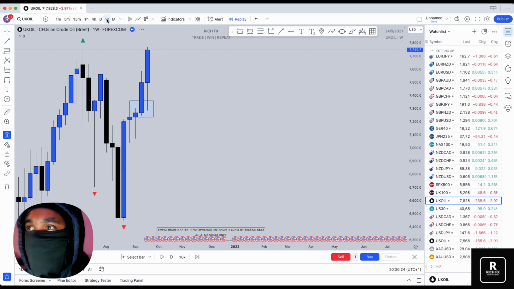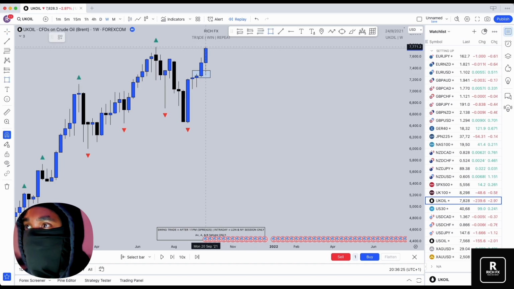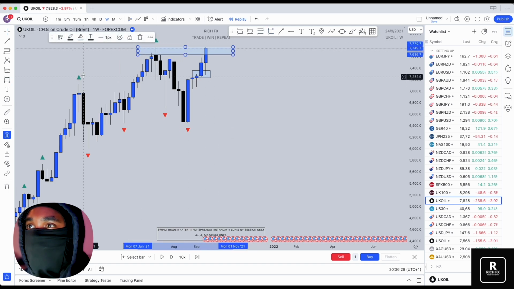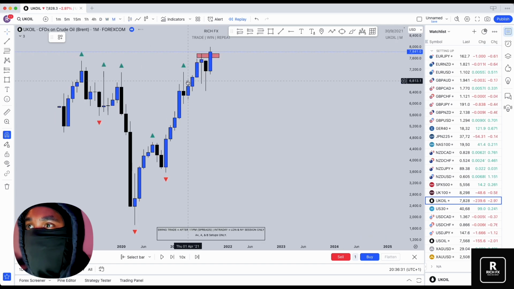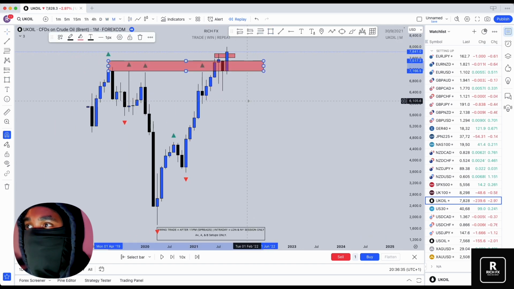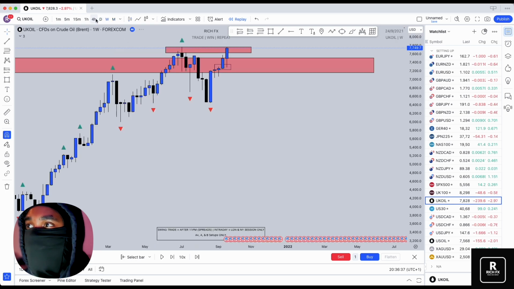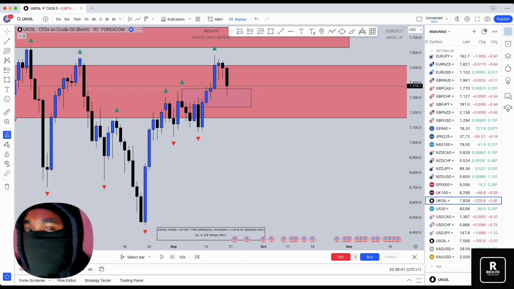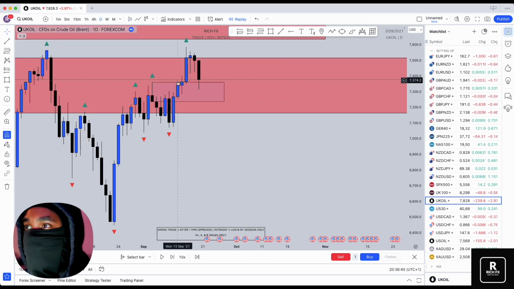Go to the higher time frame. What's on the higher time frame? We have a resistance area over here that we'll probably be buying into, and then we also have a previous resistance area here, which is now actually acting as support.